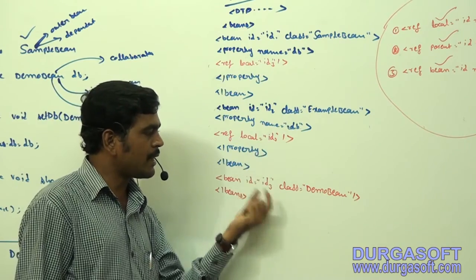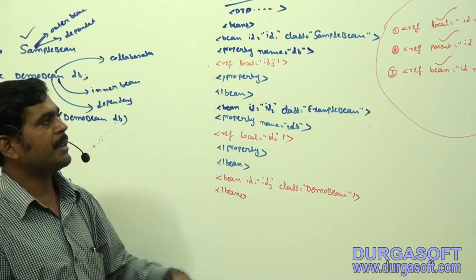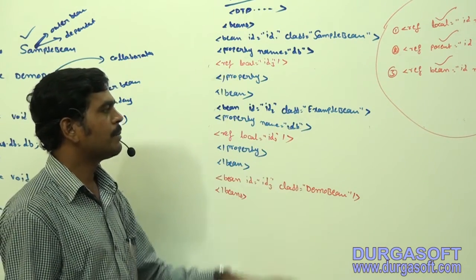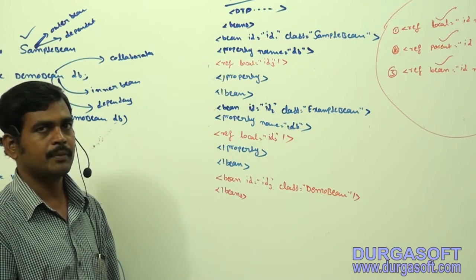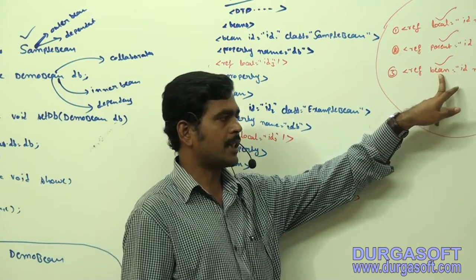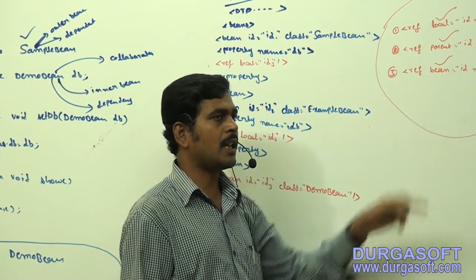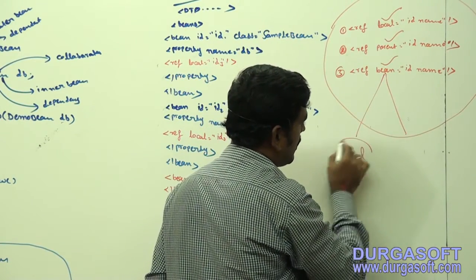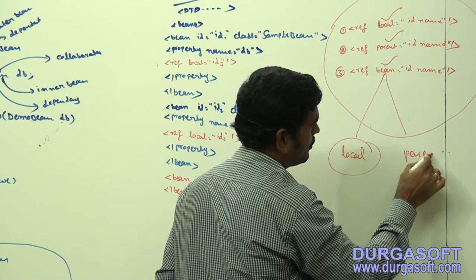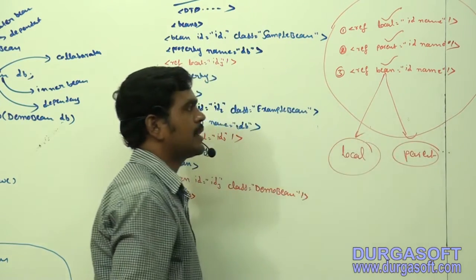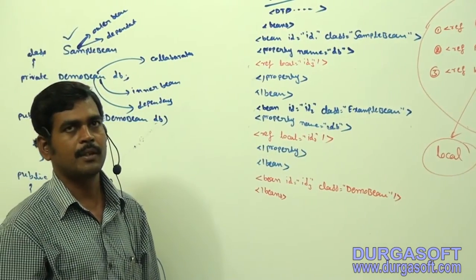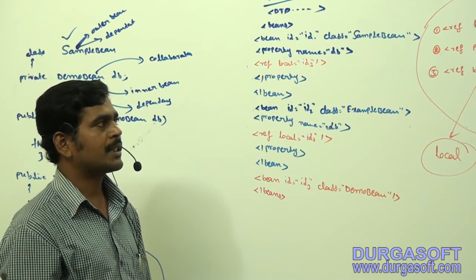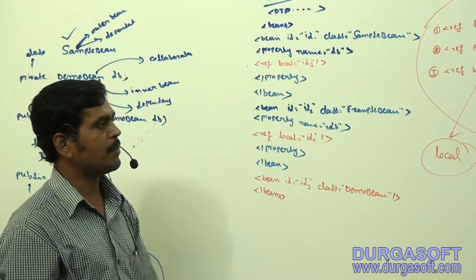If that ID is not available within the same XML file, then immediately it looks to the other XML files, picks up that object, and places it inside the outer bean. Like this, the bean attribute works. That means the bean attribute is acting as a local as well as parent. The other XML files we will see in the next session. Now we'll see this example practically.